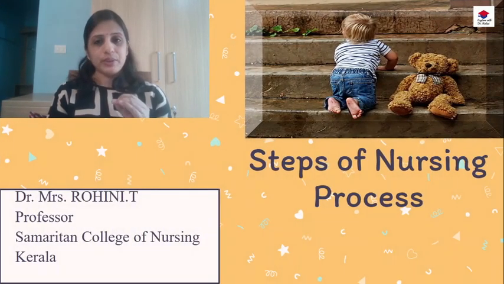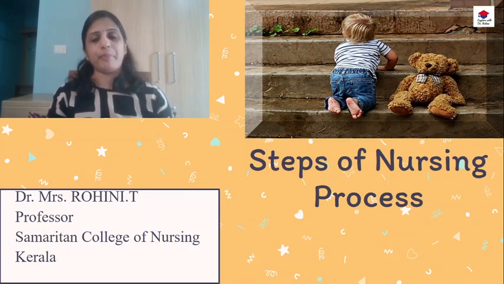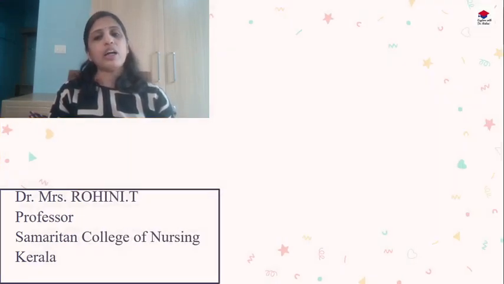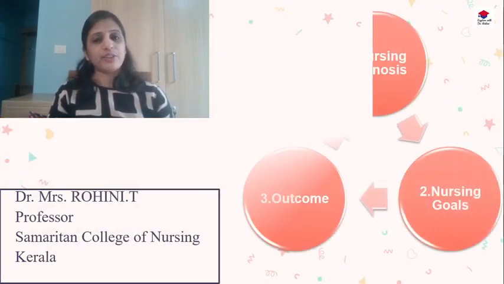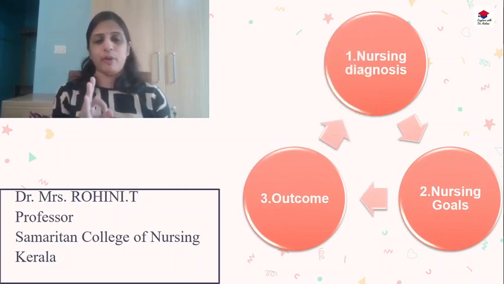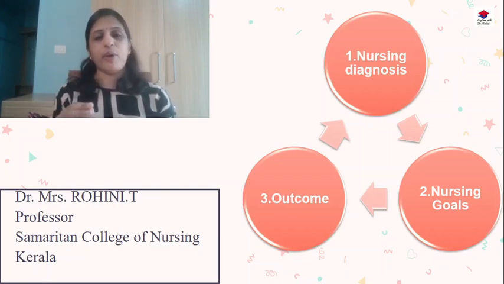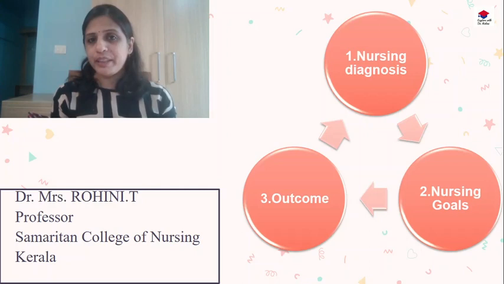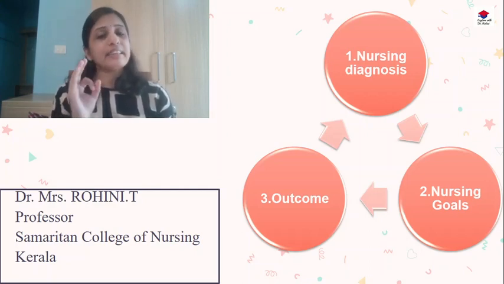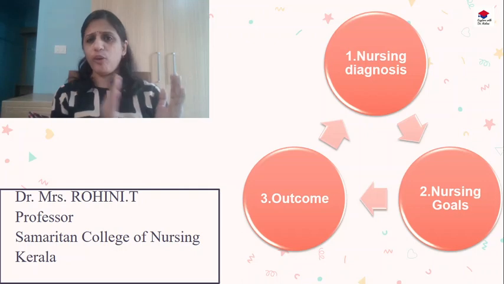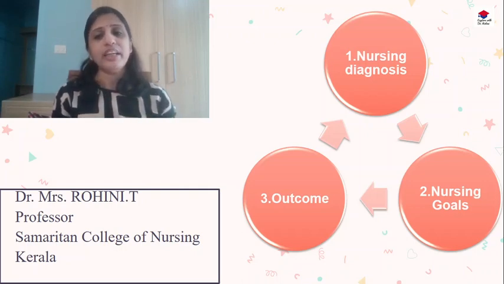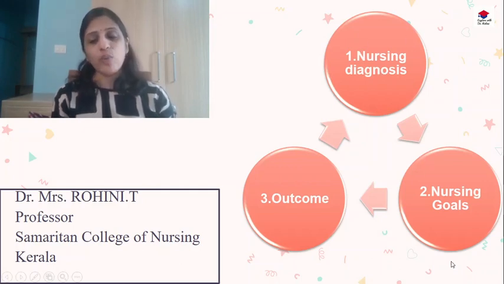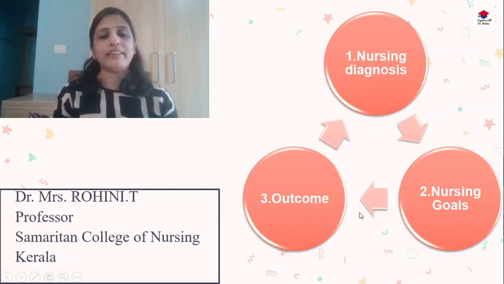Now let us go directly to today's topic, that is, the steps of the nursing process according to Betty Neuman. According to Betty Neuman, she has told of only a three-step nursing process. I want all students to give importance to this specific point which I am telling now. According to Betty Neuman, there is only a three-part nursing process. That is, the first one is nursing diagnosis, the second one is nursing goals, and the third one is outcome.